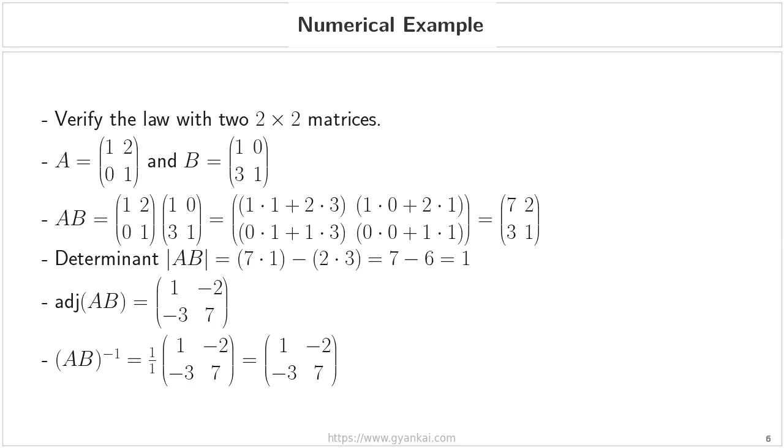Finally, to get the inverse, we multiply the reciprocal of the determinant by this adjugate matrix. Since our determinant is just 1, the inverse remains the same. So, the inverse of AB is 1, -2, -3, and 7. Keep this result in mind, because in the next slide, we are going to find the individual inverses of A and B to see if multiplying them in reverse order gives us this exact same result.